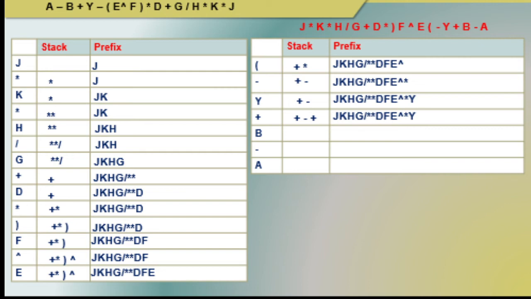And then next we have B operand. It is an operand, so we must write it in our output. So the contents of our stack are still our addition operator, subtraction operator, and addition operator. And then our output now is JKHG, division operator, our two multiplication operators, D, F, E, exponent symbol, multiplication operator, Y, and B operand. Next, we have subtraction operator.